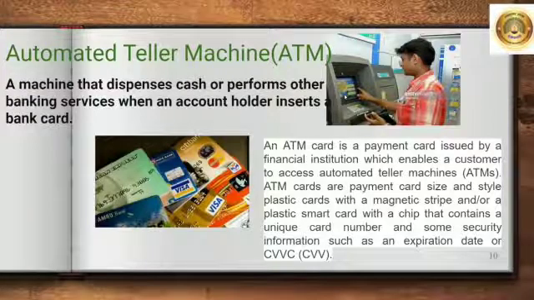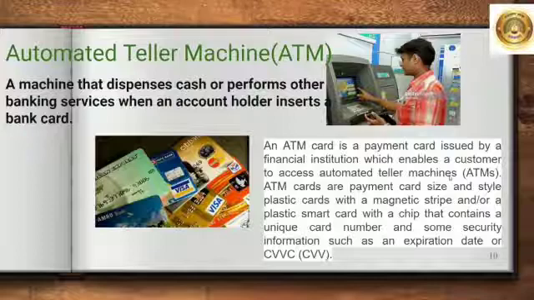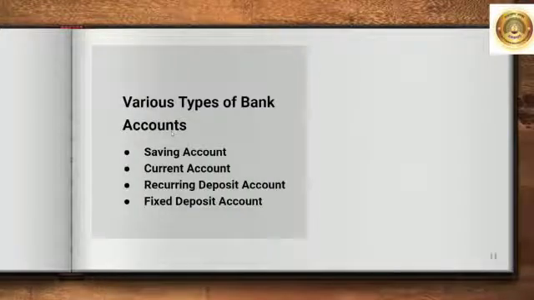Now this picture is a very familiar one. This is called the ATM or the automated teller machine. This is a machine that dispenses cash or performs other banking services when an account holder inserts a bank card. Now these are the different bank cards which are available, or you call it the ATM card. An ATM card is a payment card issued by a financial institution which enables a customer to access the automated teller machines.